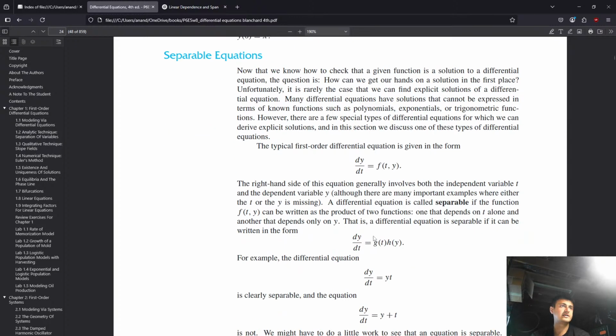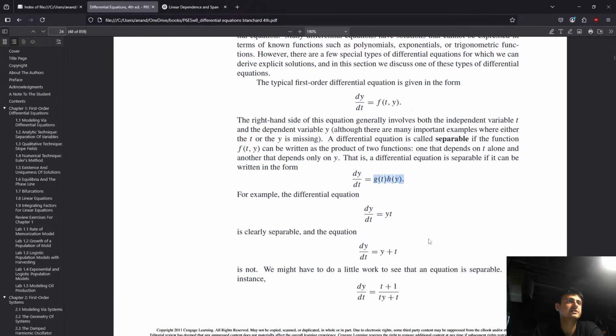It's given a first-order differential equation. A differential equation is separable if it's actually a function of t product a function of y. So then you can separate that out. So the simplest separable first-order differential equation that includes both the dependent and independent variable would be dy dt is equal to y of t.